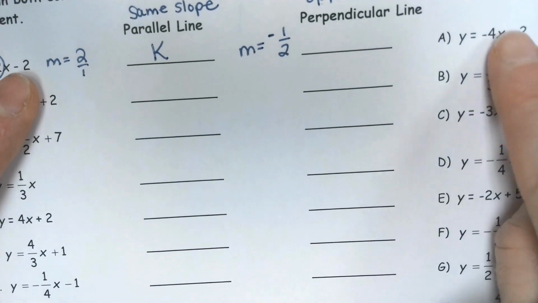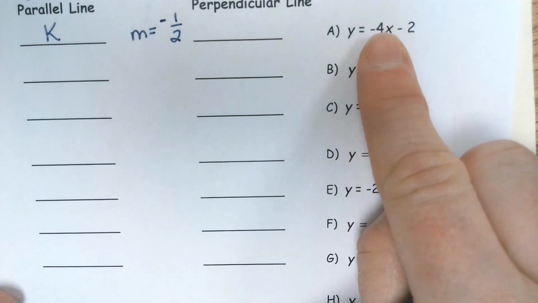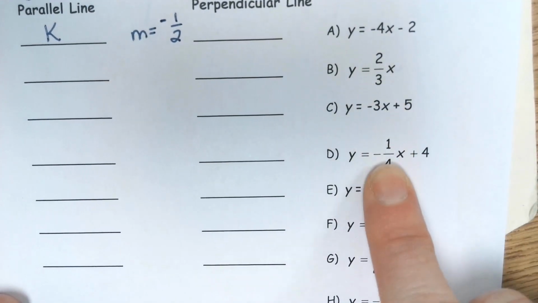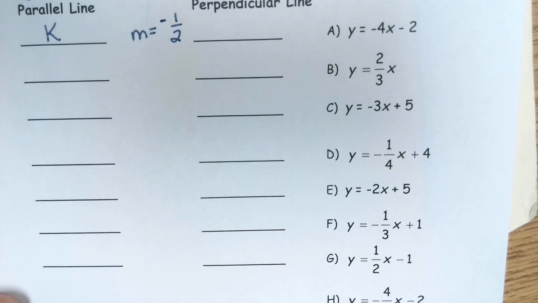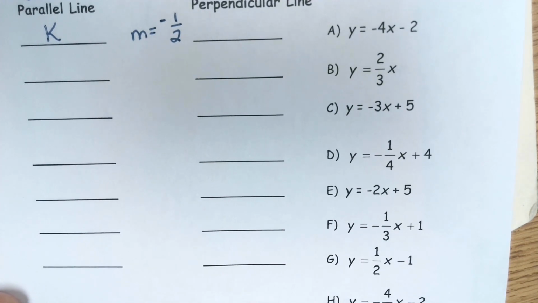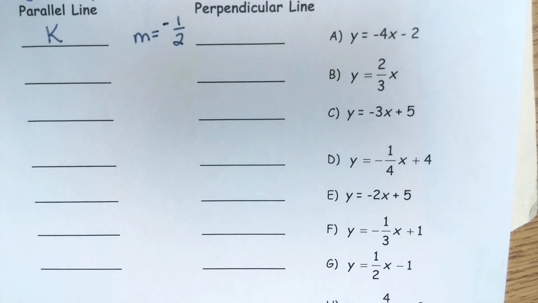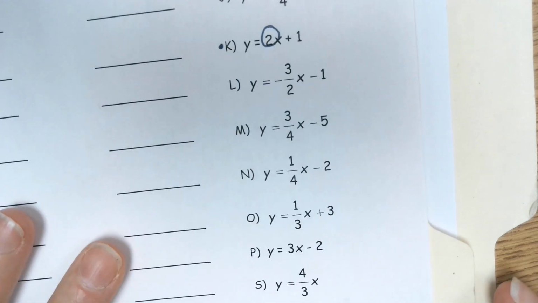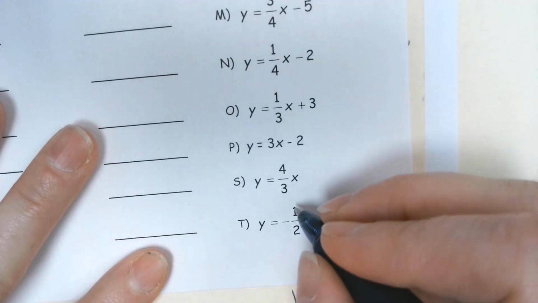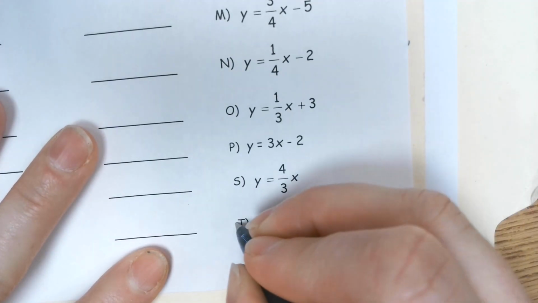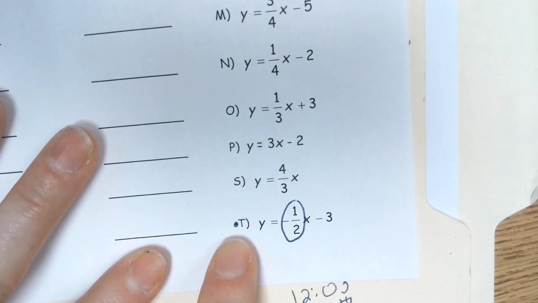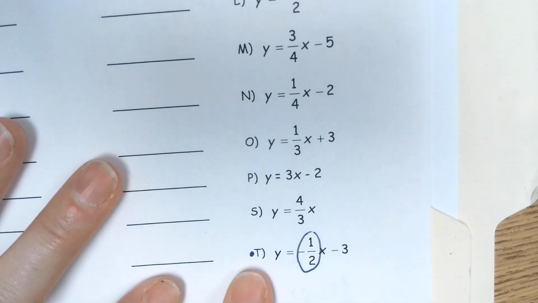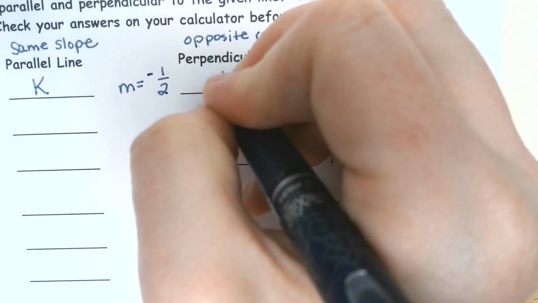So now go down your alphabet column, looking for negative 1 over 2. Where is it at? It's all the way down with T. I'm going to put a little dot by it so I can keep track of what I've used. So T is going to go here.